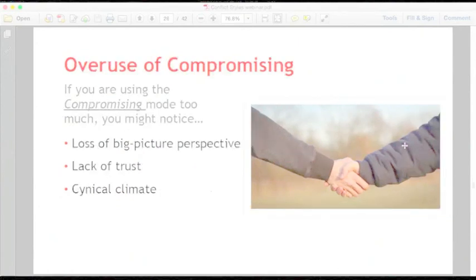So if you're overusing compromising, you might notice that you're not looking at the big picture, that you're worried more about the negotiation and getting the deal, and you're losing sight of the big picture. Also, you might notice that people become cynical on your team or your family because of the gamesmanship that's going on. Everybody's trying to, if I win, you lose. If you win, I lose. So people can become cynical in that situation.